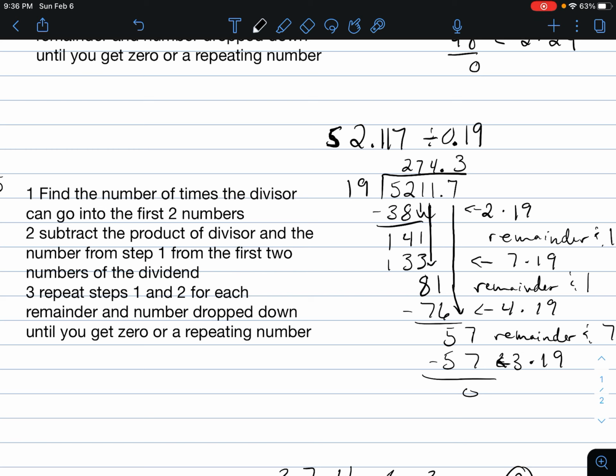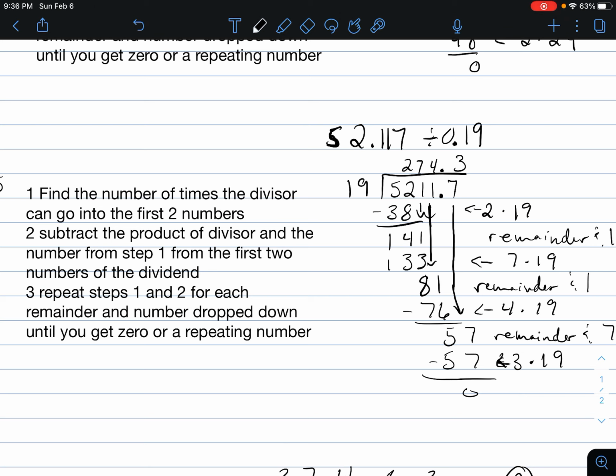19 can go into 81 4 times. So we multiply the 4 times 19. You get 76. So 81 minus 76 gives us a remainder of 5. Once again, we bring down the next number in the value. And notice that decimal, we don't bring that decimal down and make it 5.7. The decimal value goes up top. So that decimal's going to go behind the 4. And we bring the 7 down to make 57.